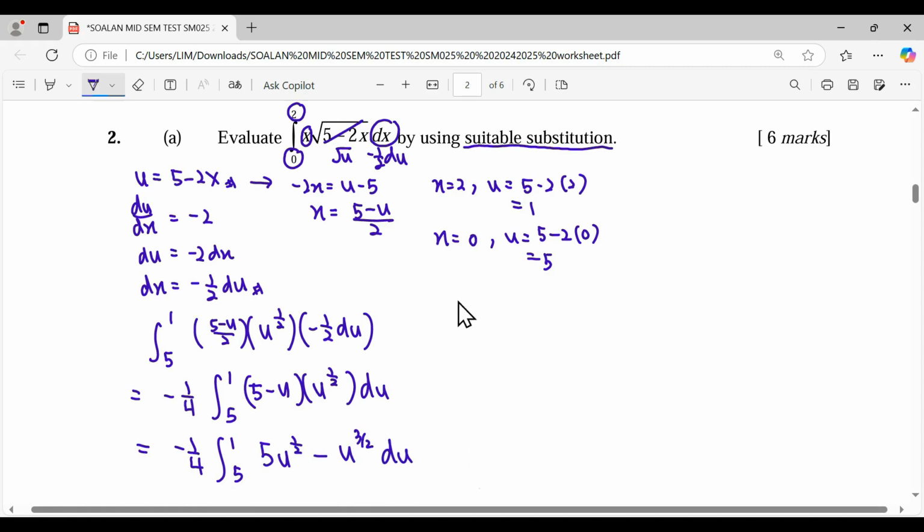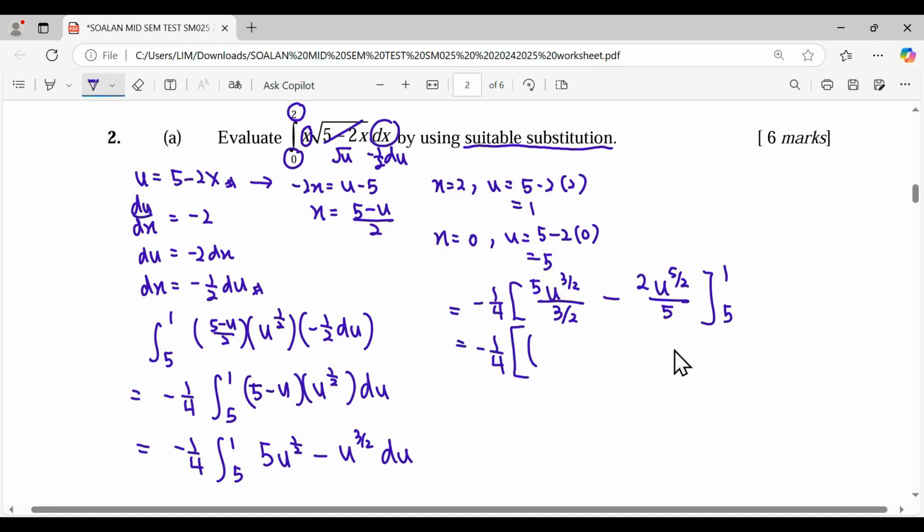Then we can start to integrate. So integrate, this will be power plus 1 over new power. So 3 over 2. This is 5. Minus, again power plus 1, 5 over 2. So 5 over 2 is the one, you flip up the 2. And upper limit is 1. Lower limit is 5. For the next procedure, substitute upper limit minus lower limit.